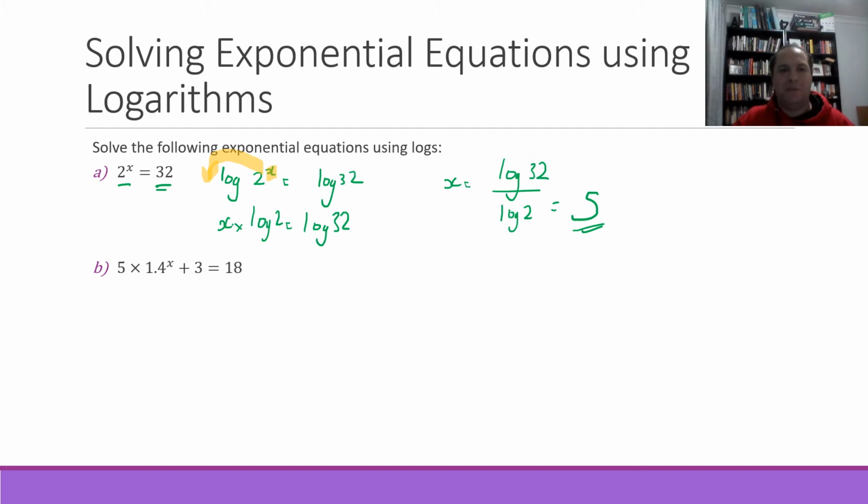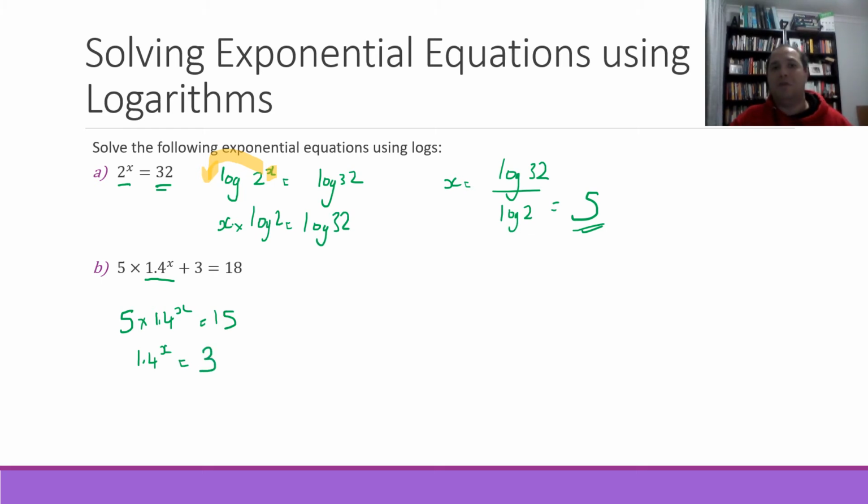Alright, let's do this second one. So this time we haven't got it fully rearranged yet. We want to get 1.4 to the x on its own. So we'll just rearrange that one just like we would with our normal rearranging rules. So 5 times 1.4 to the x equals 15, and then divide by 5, 1.4 to the x equals 3.